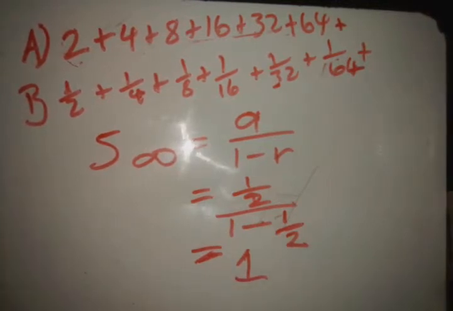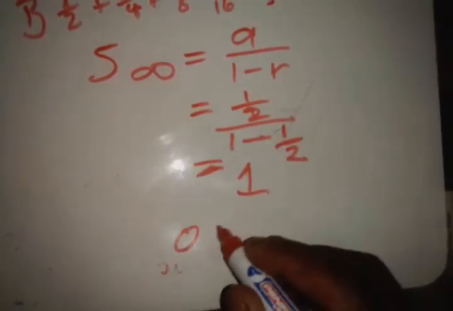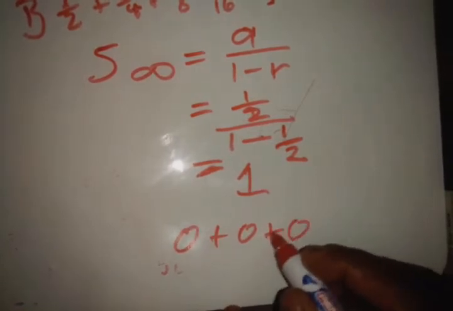So sum to infinity only exists for geometric, right? It doesn't exist for arithmetic. If I go a little bit beyond the syllabus, if we look at this 0 plus 0 plus 0, okay, it's not really beyond.